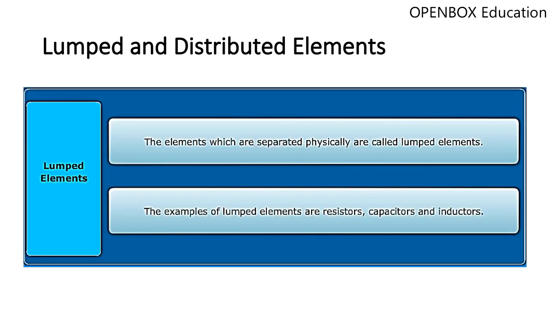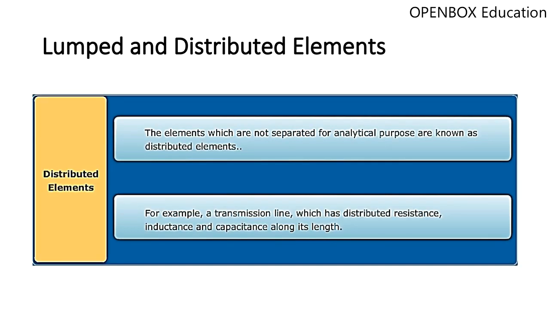Lumped and distributed elements. Lumped elements. The elements which are separated physically are called lumped elements. The examples of lumped elements are resistors, capacitors, and inductors. Distributed elements. The elements which are not separated for an analytical purpose are known as distributed elements. For example, a transmission line which has distributed resistance, inductance, and capacitance along its length.